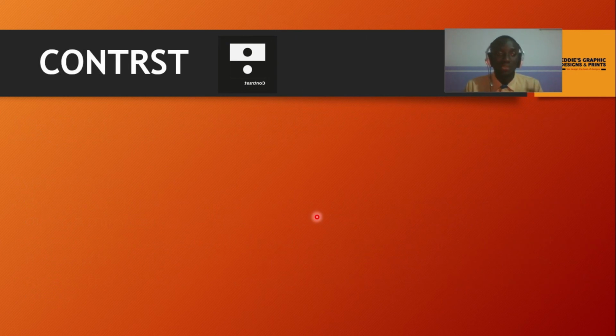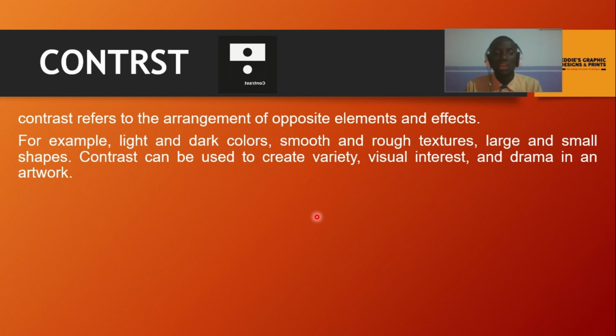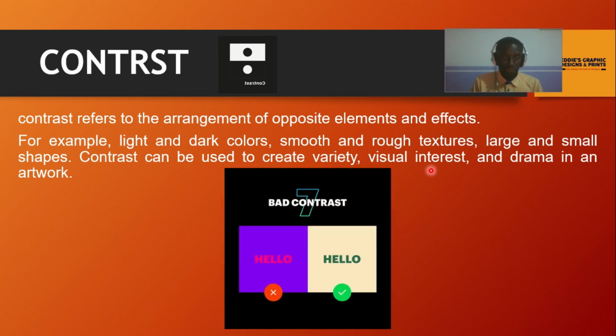Now the contrast. Contrast refers to the arrangement of opposite elements and effects. Okay, so if you take a look at this very well, there is a contrast there. It is how you combine your colors. You say, for example, light and dark colors, smooth and rough texture, large and small shapes. Contrast can be used to create variety, visual interest and drama in an artwork.